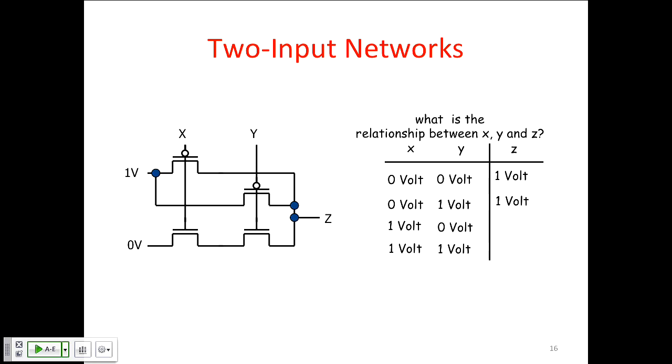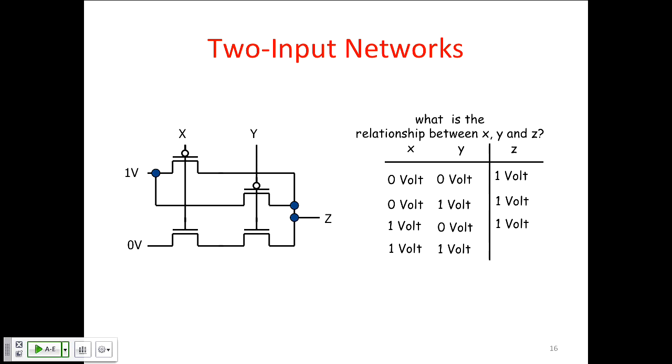Now this next case is just symmetric with the last case. Now I turn X to 1, but put Y back to 0. And so we actually get the same pattern here. This one is off, but this is on. This is on, but this is off. So Z, the only path to a power supply is back this way, to 1 volt. So Z is still 1 volt.